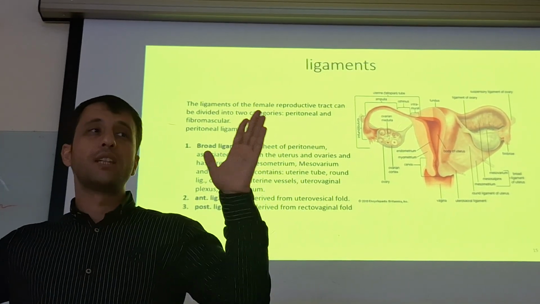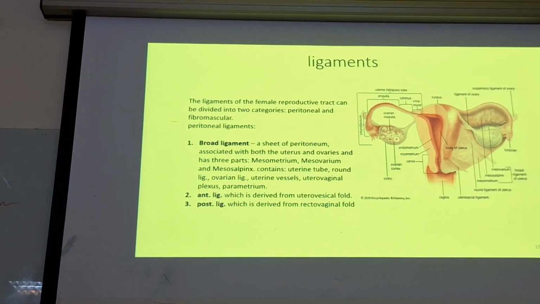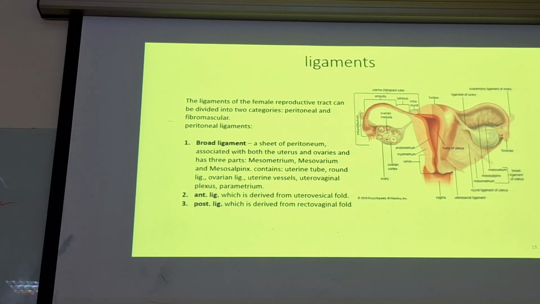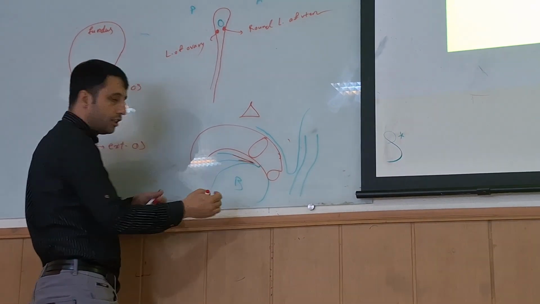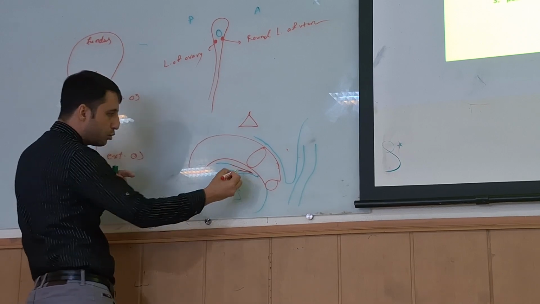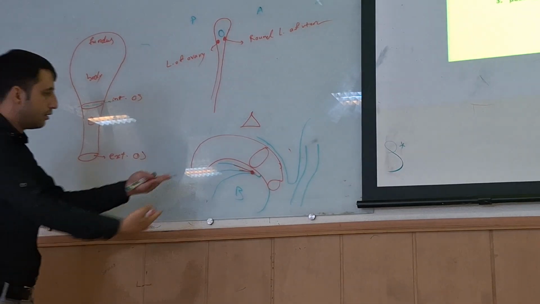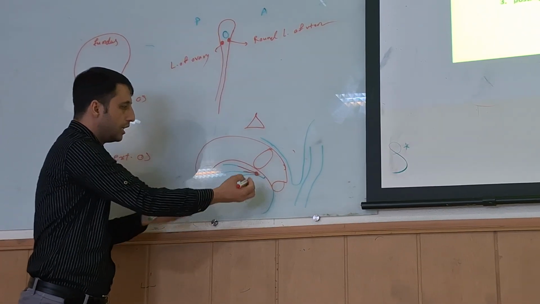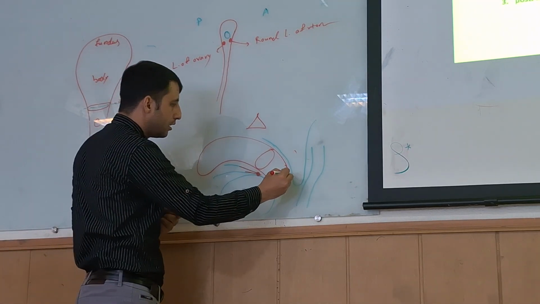Broad ligament attaches to the lateral part of the uterus. Anterior ligament and posterior ligament. Anterior ligament is this ligament. This is anterior ligament here. Okay, this ligament is where two layers of peritoneum attach together. What is the name of this ligament? Vesico-uterine. Okay, between bladder and uterus, it is named vesico-uterine ligament. Posterior ligament. Here.